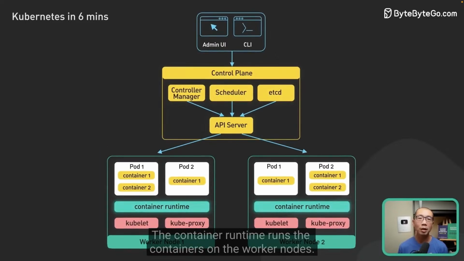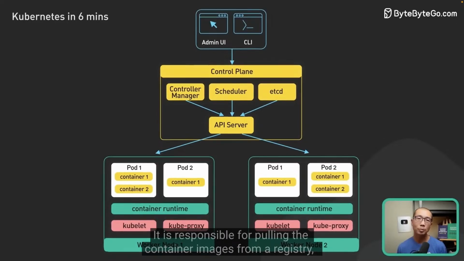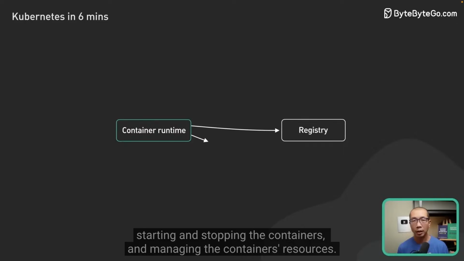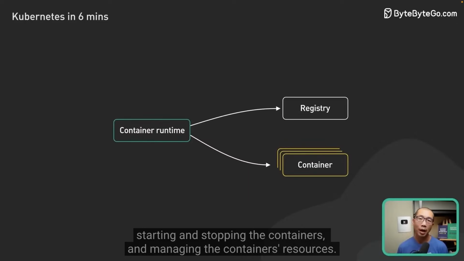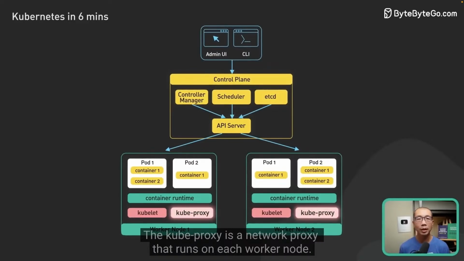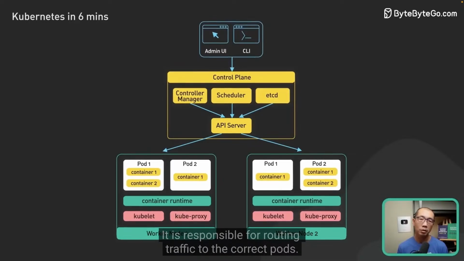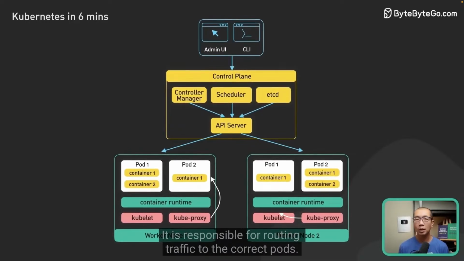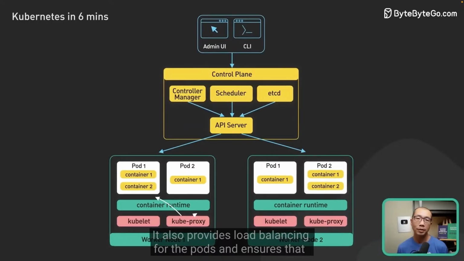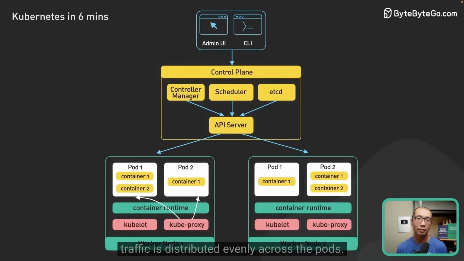The container runtime runs the containers on the worker nodes. It is responsible for pulling the container images from a registry, starting and stopping the containers, and managing the container's resources. The kube-proxy is a networking proxy that runs on each worker node. It is responsible for routing traffic to the correct pods. It also provides load balancing for the pods and ensures that the traffic is distributed evenly across the pods.